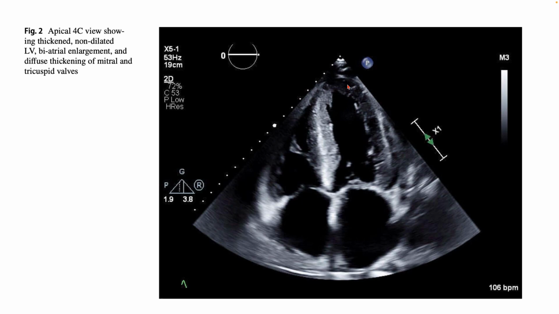This is an apical four-chamber view. You can see the ventricles are thickened. You can see the mitral valves are apically tented and also thickened. The interatrial septum is thickened, and the left atrium is enlarged as well, with the 2D features that we're looking for in cardiac amyloid.